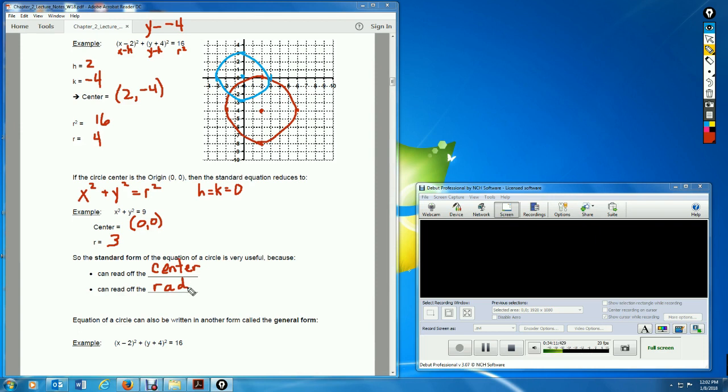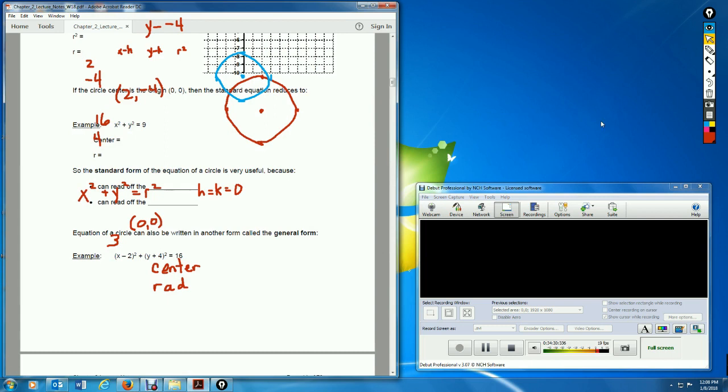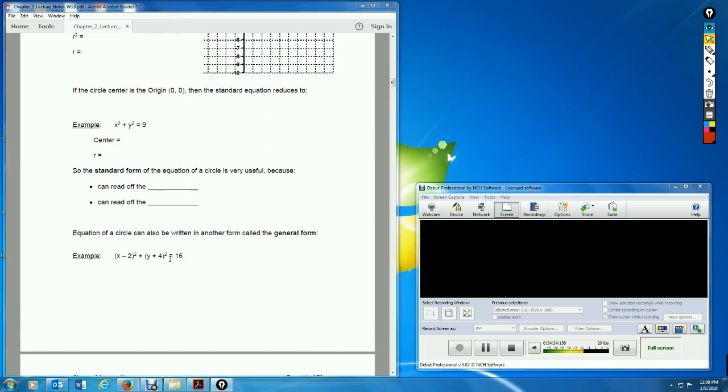Okay. However, the equation of a circle can also be written in another form, which is called the general form. Okay, and so the general form, let me just scooch up and erase. The general form is written as follows: x squared plus y squared plus ax, where a is just some constant, plus by, again a constant, plus c, a constant, equals 0.